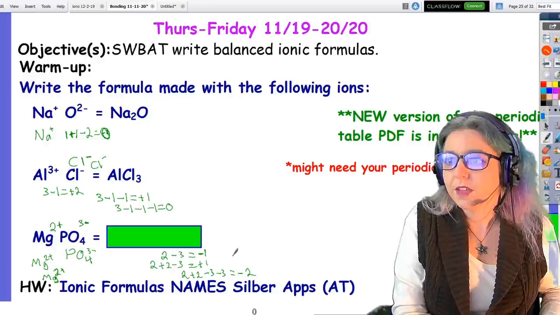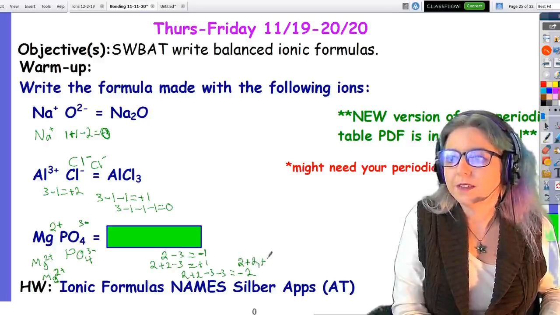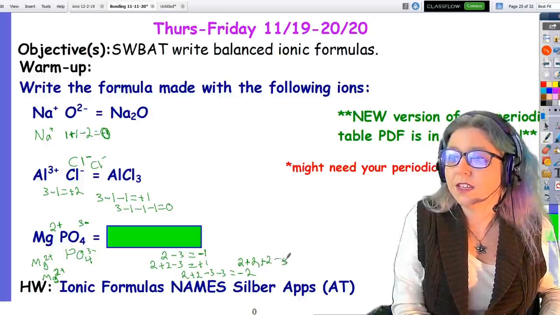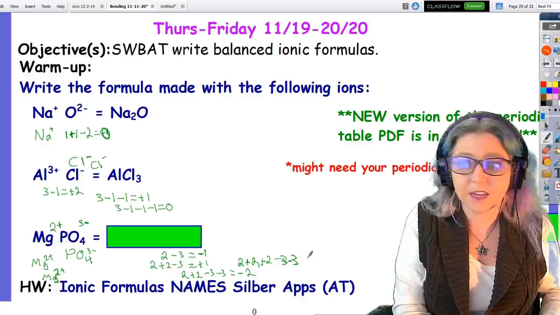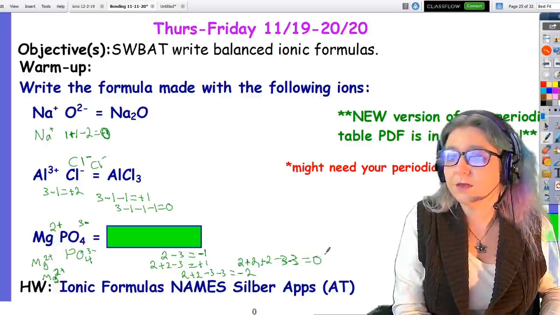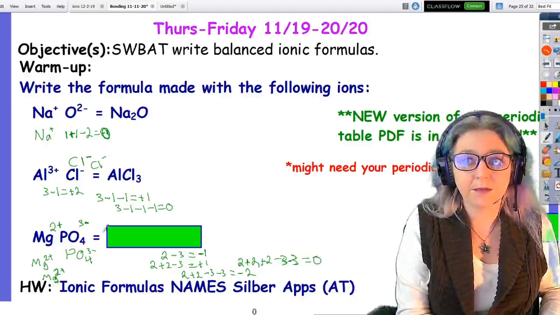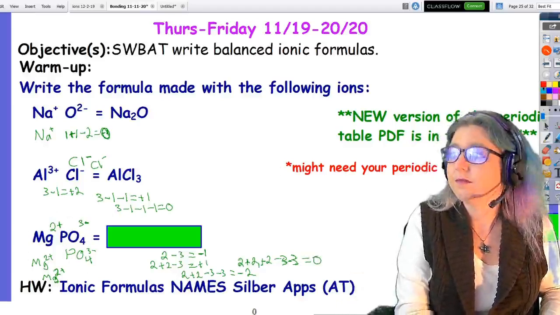gives me 2 plus 2 plus 2, so that's a total of 6, minus 3 minus 3, so that's a total of negative 6. So positive 6 minus negative 6 gives me an overall charge of 0. So I'm going to need 3 magnesiums and 2 phosphates.